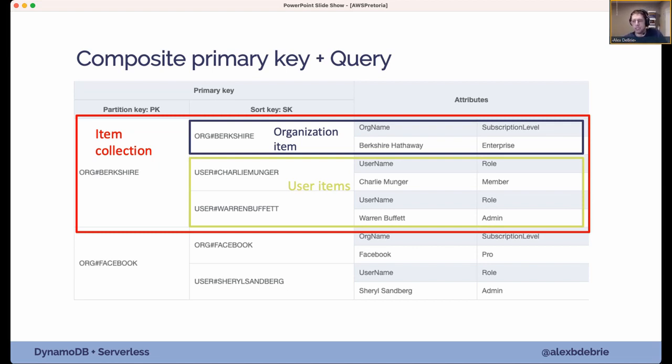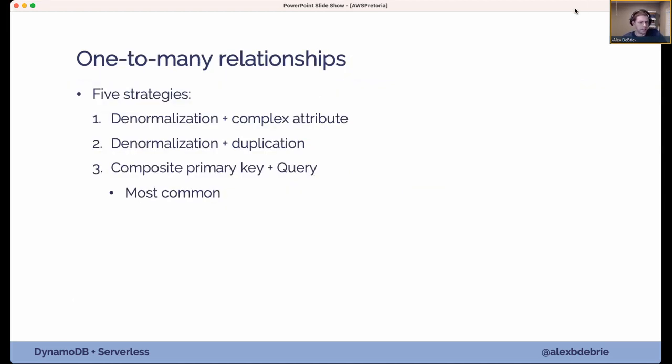So what I'm doing here is basically pre-joining my data to handle this access pattern. This is a very common one if you're doing that list-based thing where you want to pre-join the parent item with its child items.